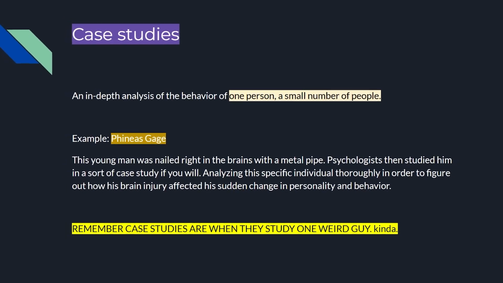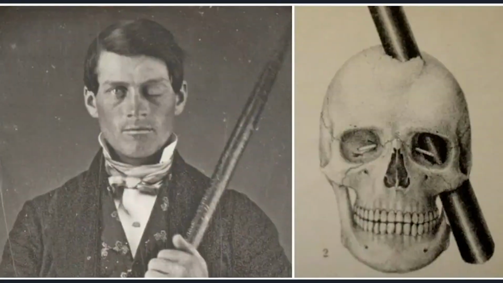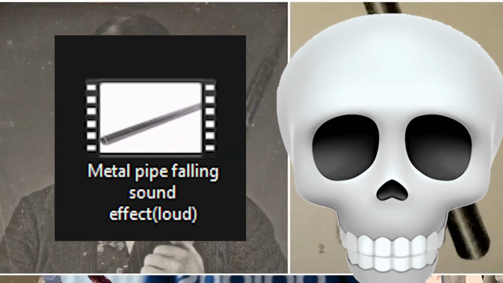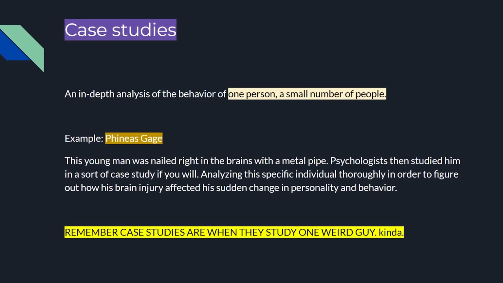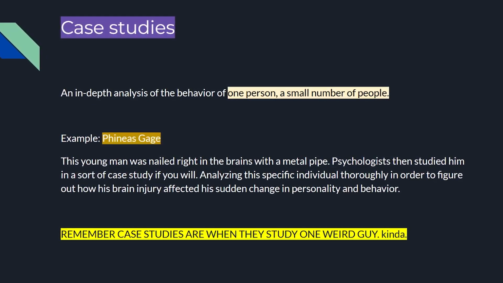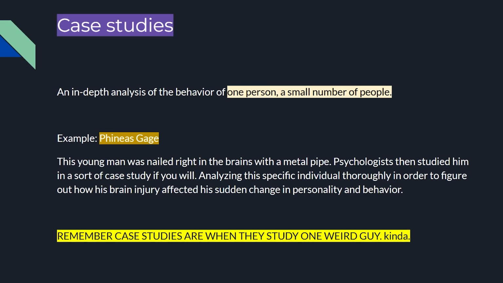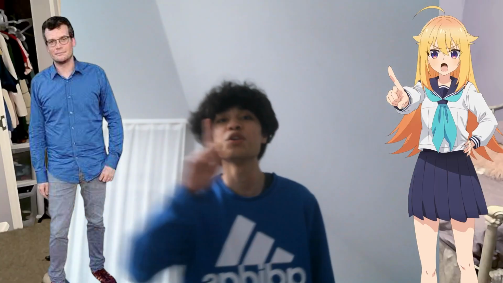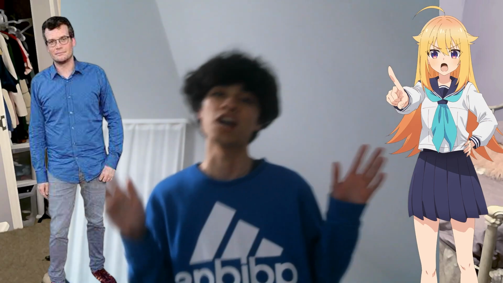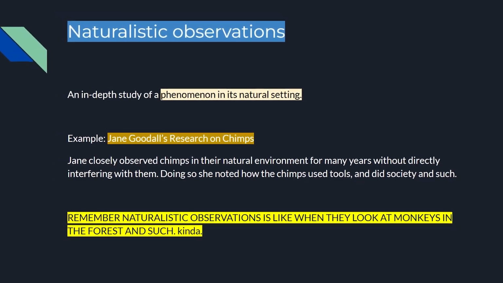We have that guy, his name is Phineas Gage. Now, this young man was nailed right in the brain with a metal pipe. Psychologists then studied him in a sort of case study, if you will. In this case study, they analyzed this specific individual thoroughly in order to figure out how this brain injury affected his sudden change in personality and behavior. So remember, case studies are when they study one weird guy or a few weird guys. Remember that. Next, we have naturalistic observations.